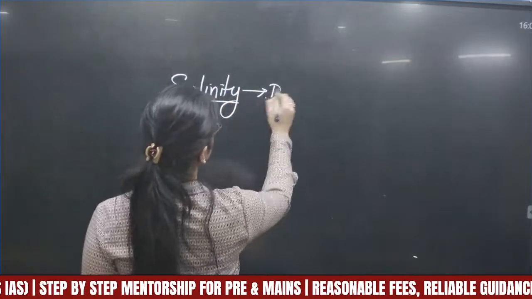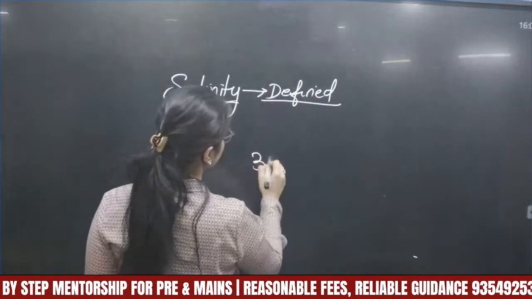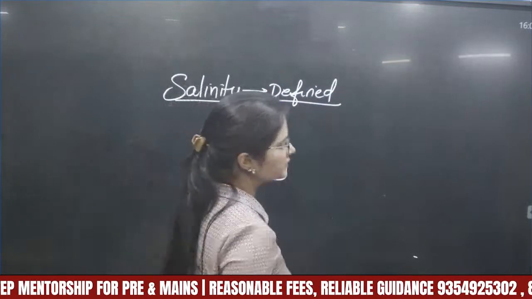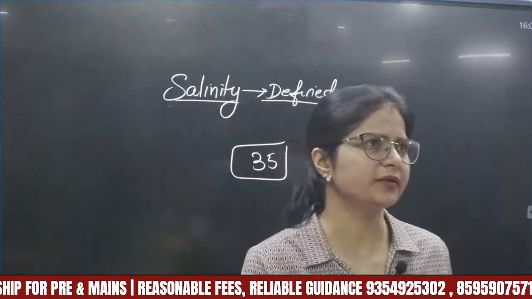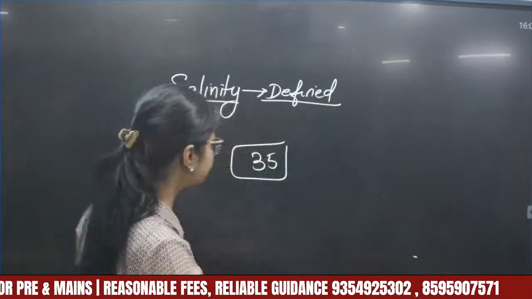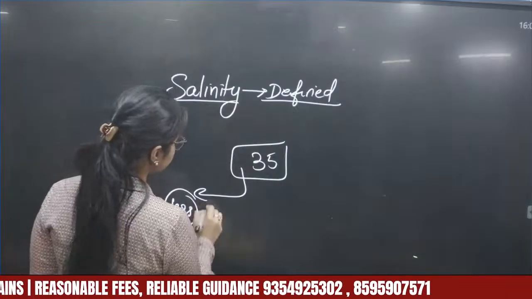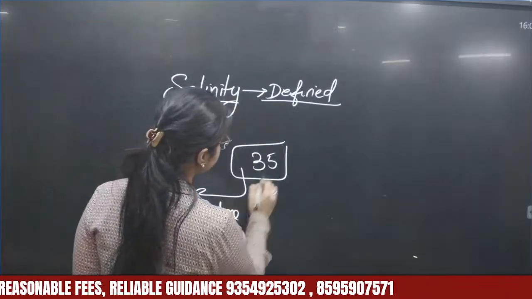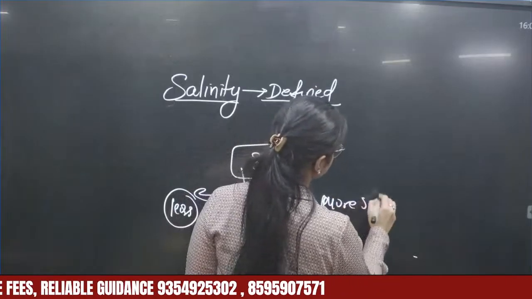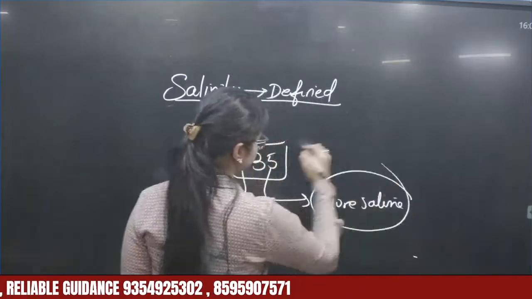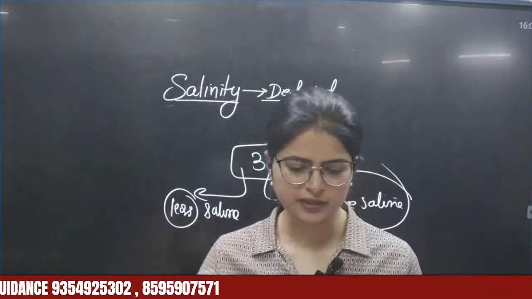defined in a way and set a benchmark. Like 35 is a salinity of the oceans. That is an average salinity that I can take for now. And if the salinity is less than 35, then I can say the water is less saline. And if it is more, I can say the water is more saline. Right? Clear, everyone? Online students, good evening, everyone.